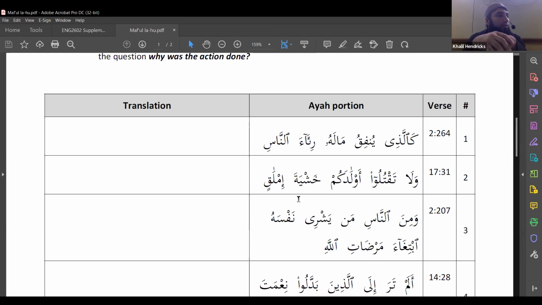Question? Yes, he's a masdar. How does a masdar look? Masdar can take many forms. There are various forms of a masdar.